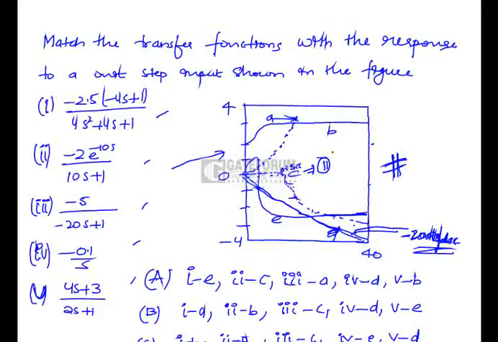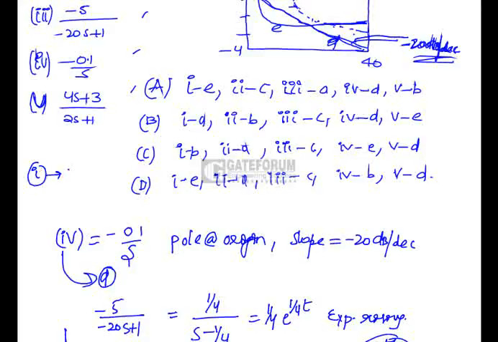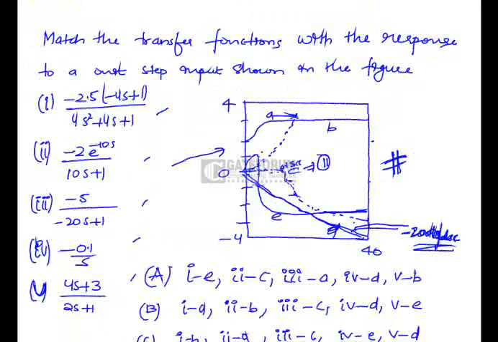Similarly, you can find transfer function 1. What type of system is this? This is a type 2 system. A type 2 system will always have some oscillation with respect to zeta, that is damping. Out of these 5 characteristics, characteristic E represents transfer function 1.